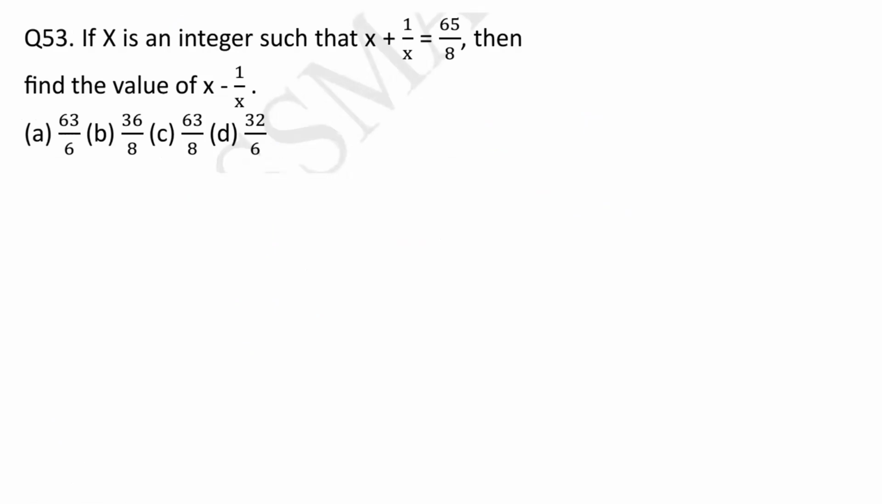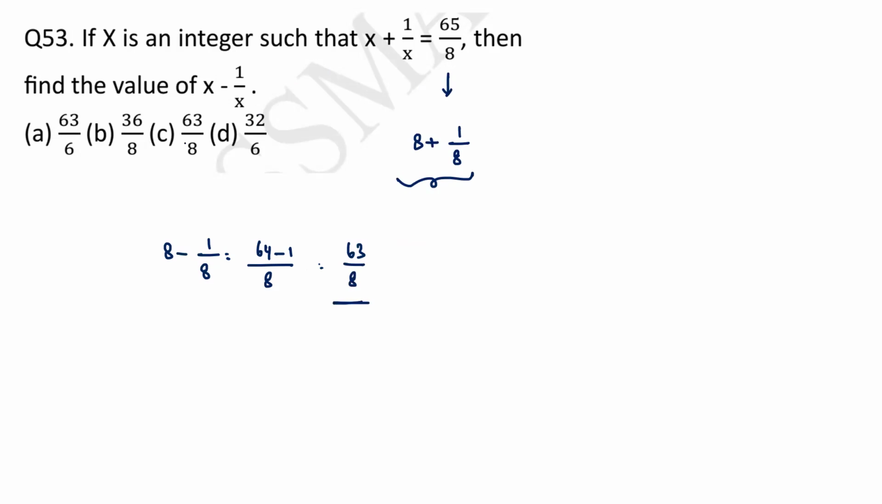If x is an integer such that x plus 1 by x is equal to 65 by 8, then find out the value of x minus 1 by x. So you can use the formula, but instead of the formula, if you observe, 65 by 8 can be written as 8 plus 1 by 8. So here you got the value of x as 8. Therefore, 8 minus 1 by 8 is asked. So you can say 64 minus 1 by 8, which is 63 by 8.